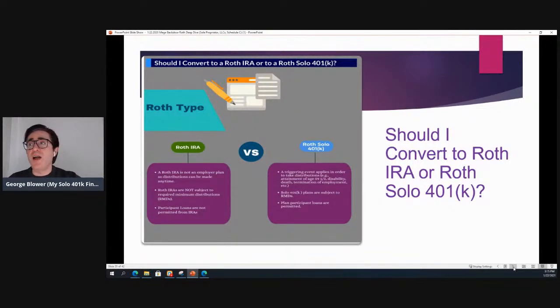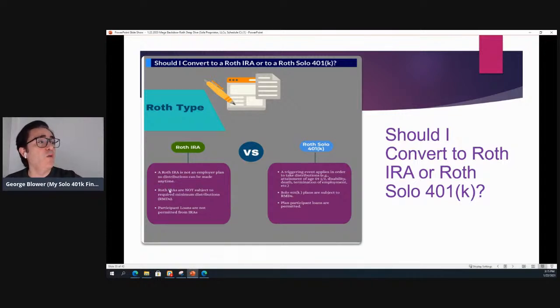Now, in deciding, and I see we've got some more questions. Thank you so much. We'll go through a few more slides and then we'll address those. So in deciding whether to go to a Roth IRA or a Roth Solo 401k, we have pulled together some of the factors and differences to help you decide.